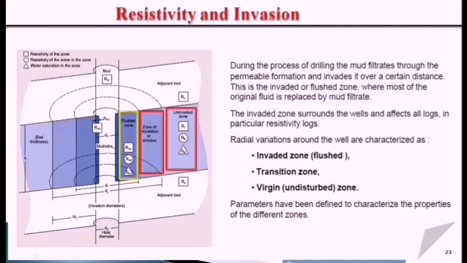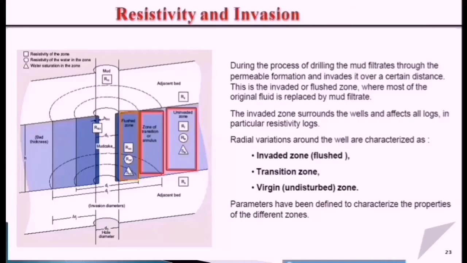Reading variation around the well is characterized by either the invaded zone, as just mentioned, which is a flushed zone a few inches away from the borehole; the transition zone, which is a little bit away from the flushed zone; and the virgin zone, which we consider is not invaded or affected by the drilling mud.